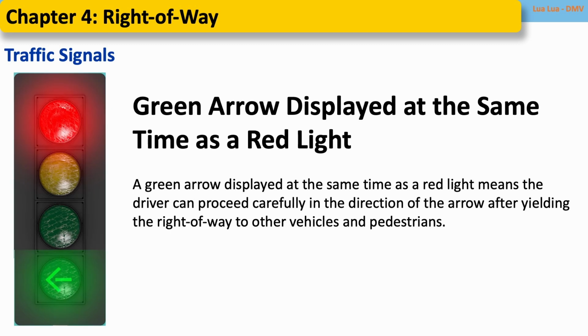Green arrow displayed at the same time as a red light. A green arrow displayed at the same time as a red light means the driver can proceed carefully in the direction of the arrow after yielding the right-of-way to other vehicles and pedestrians.